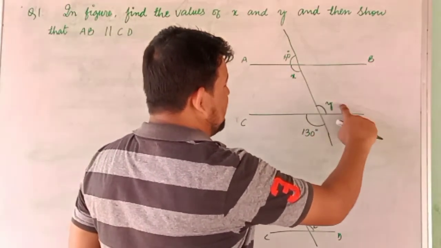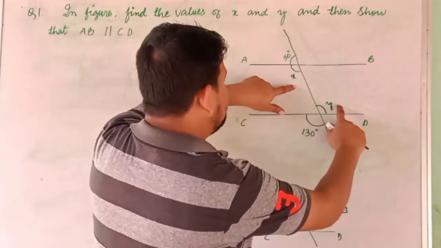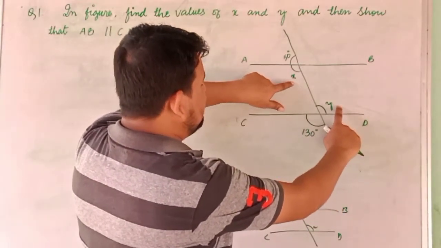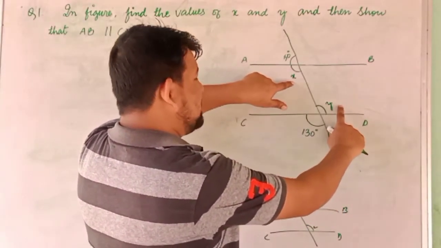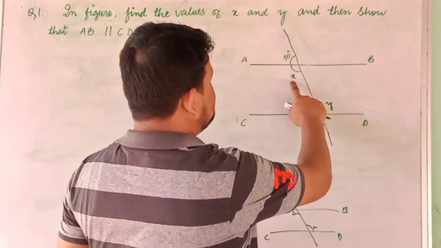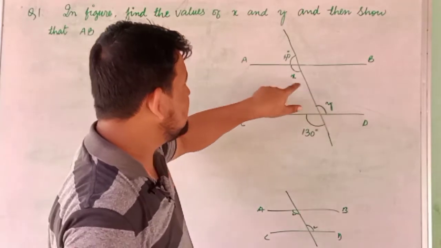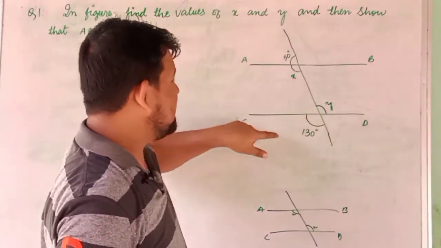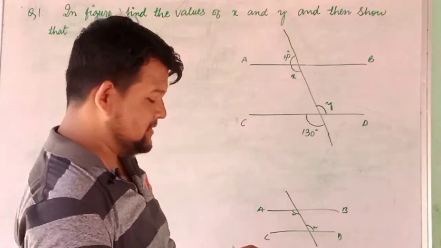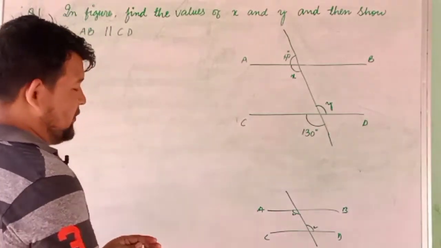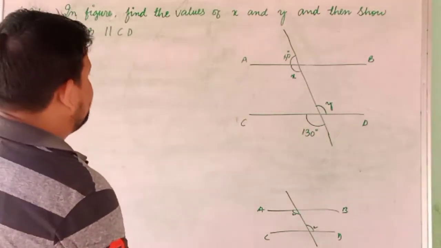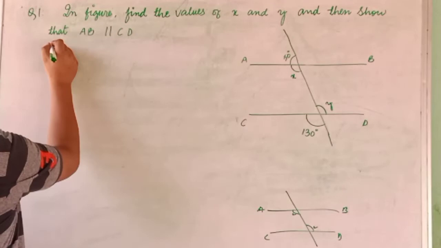If these two angles are equal in measurement, if we get the x value the same as the y value, then we can say these two angles are also alternate angles. They are in the place of alternate angles. Then we can say AB is parallel to CD. This is the point we'll have to prove here. So okay, let us prove it. Now let's see the solution.